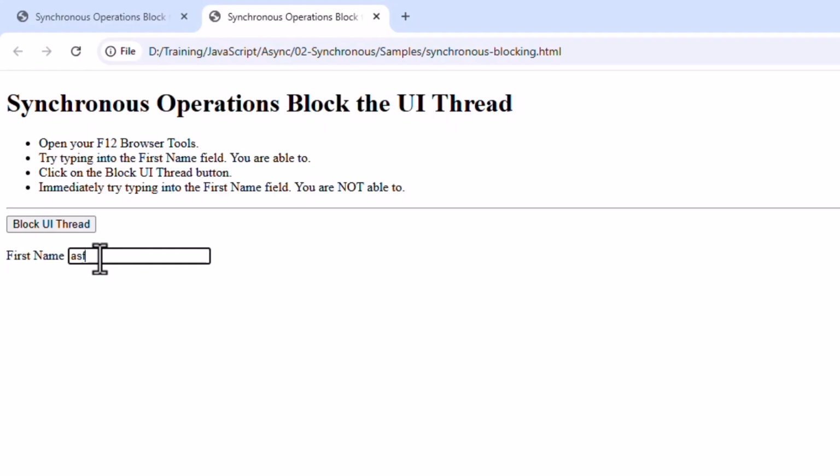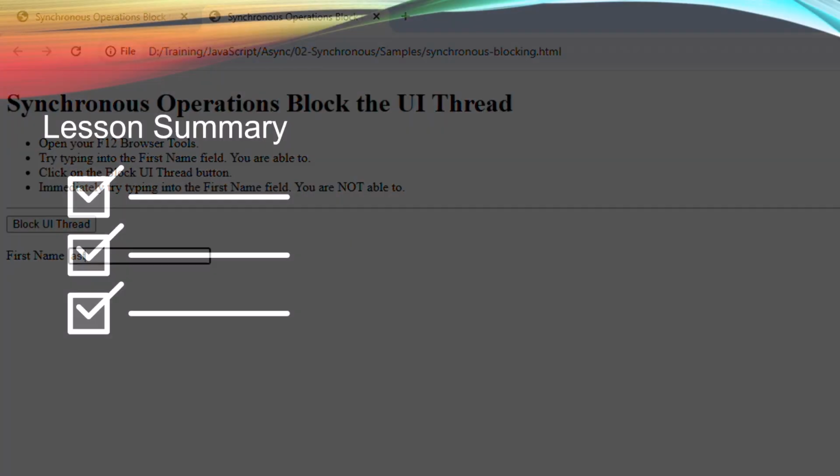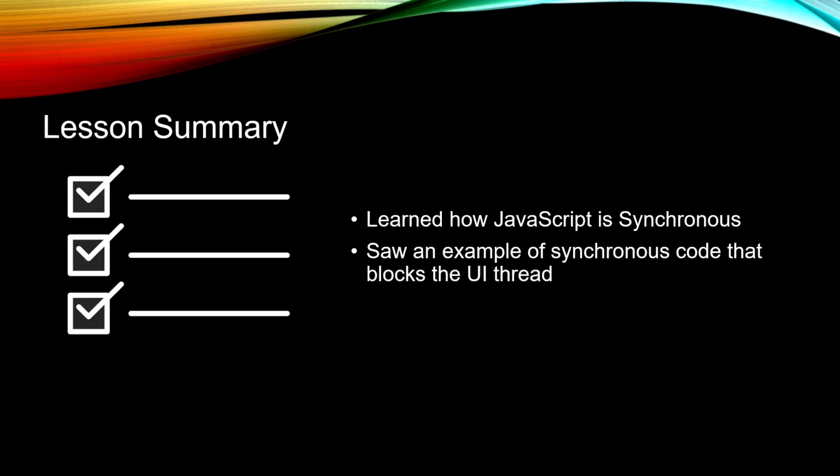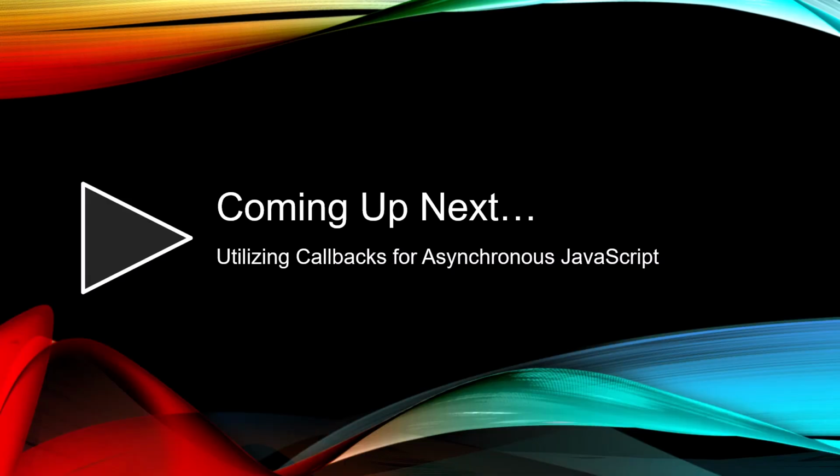And this can happen, and it happens quite often. This is why we need asynchronous programming, which is what we're going to cover in the rest of this module. In this very first lesson, which was very small, we learned how JavaScript is synchronous, and we saw an example of synchronous code that blocks the UI thread. Like I said, in the rest of this module, we're going to start diving into how to make asynchronous calls with JavaScript. So coming up next, utilizing callbacks for asynchronous calls in JavaScript.